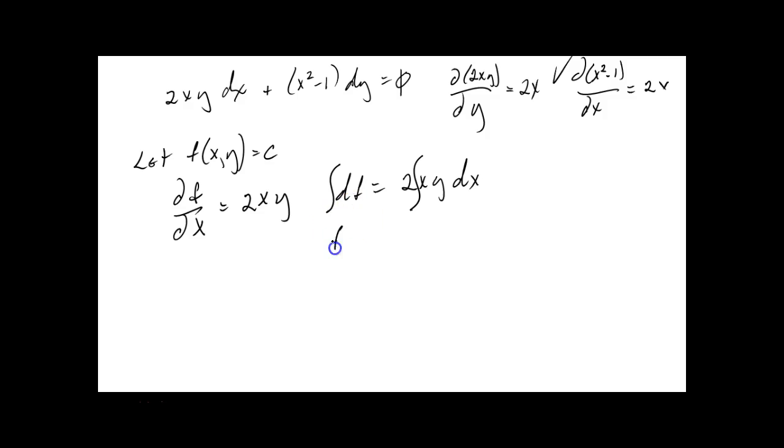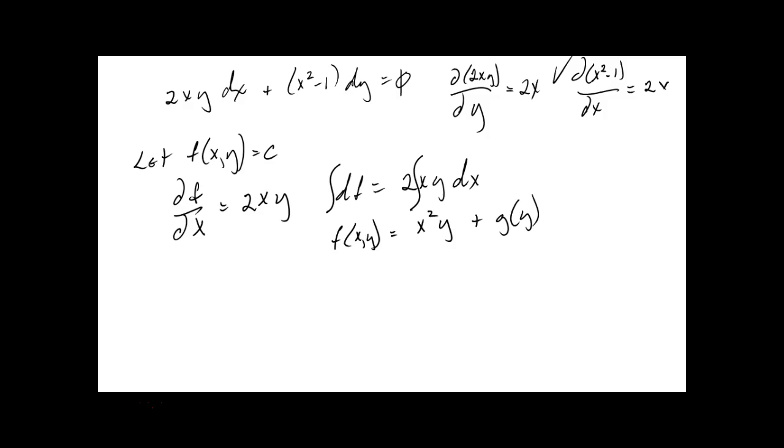So this gives you your f, which is a function of both x and y, remember. And what is this? It's just going to be x squared over 2. That wipes out the 2, so you have x squared y, right? Plus some function of y alone. That would have been your plus c. Now it's some function of y alone, right?